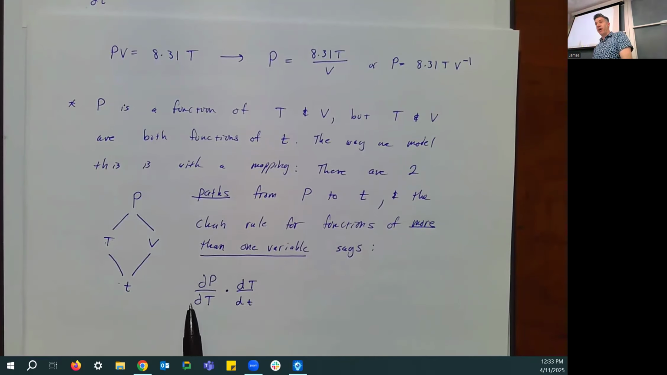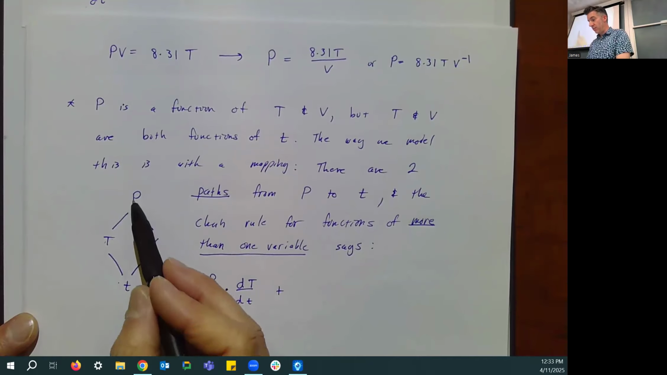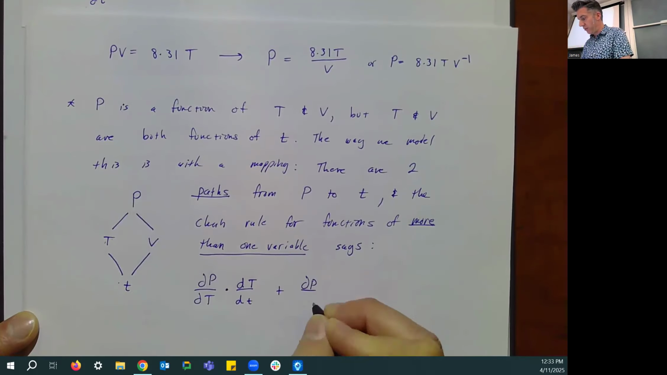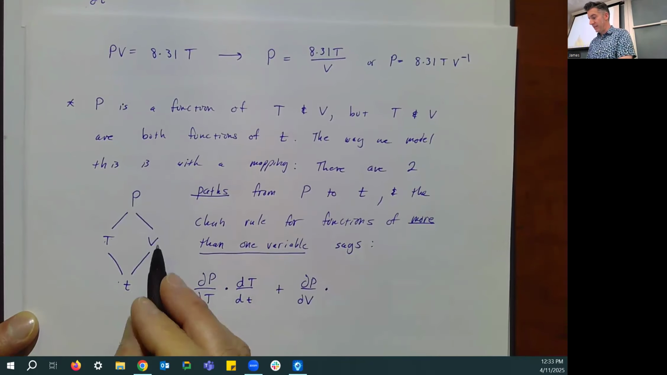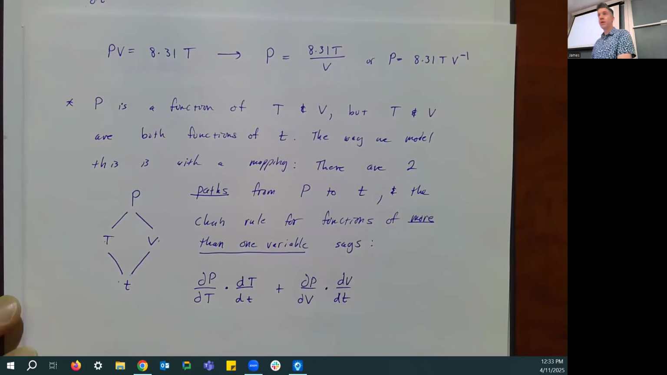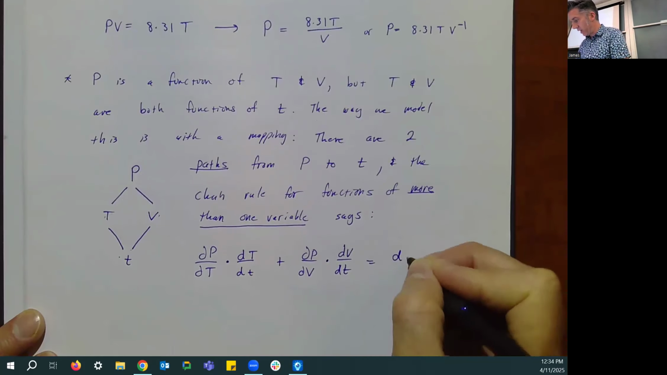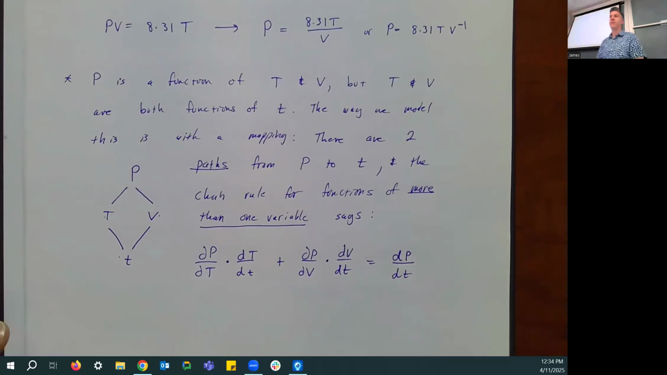Yes, it is a del there and a d there. It's a del here because P is a function of multiple variables. It's a d here because temperature is a function of only one variable, time. Again, not super important, but it's nice to be precise. And then the other path is del P del V, the partial derivative of P with respect to volume, multiplied by dV dt, the rate of change of volume with respect to time. And all the paths that get us from P to little t added together is the derivative of capital P with respect to time.